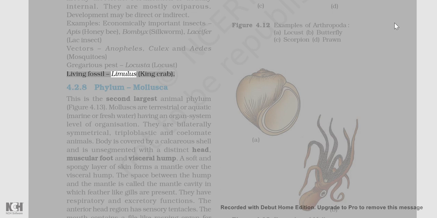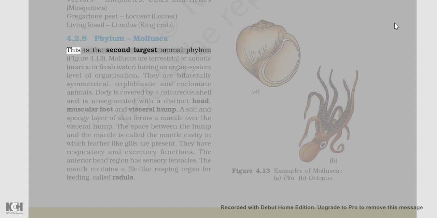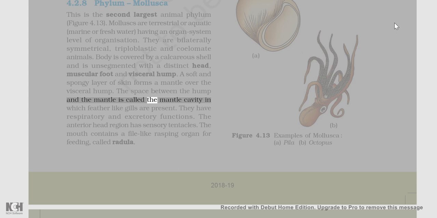4.2.8 Phylum Mollusca. This is the second largest animal phylum, figure 4.13. Mollusks are terrestrial or aquatic, marine or freshwater, having an organ system level of organization. They are bilaterally symmetrical, triploblastic, and coelomate animals. Body is covered by a calcareous shell and is unsegmented with a distinct head, muscular foot, and visceral hump. A soft and spongy layer of skin forms a mantle over the visceral hump. The space between the hump and the mantle is called the mantle cavity, in which feather-like gills are present.